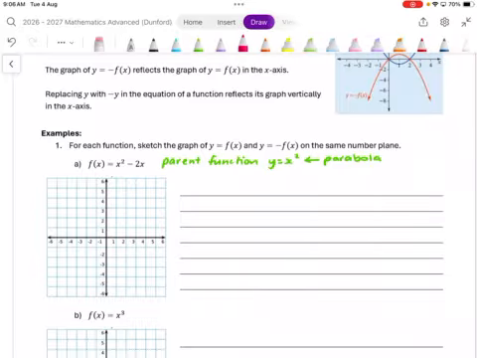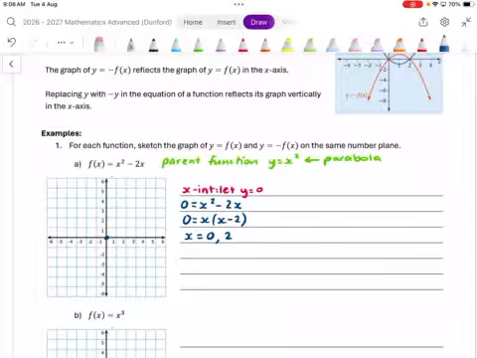So for our x-intercepts, what we have to do is let y equal 0. So we'll have 0, our f of x having been replaced with 0, equals x squared minus 2x. We can factorise out an x, so we'll have x lots of x minus 2. So that means we'll have x-intercepts at 0 and positive 2. So if we have an x-intercept at 0 and at positive 2, where is our y-intercept going to be? Our y-intercept is going to be at 0 as well, because if we have an x-intercept of 0, we're going to have a y-intercept of 0.